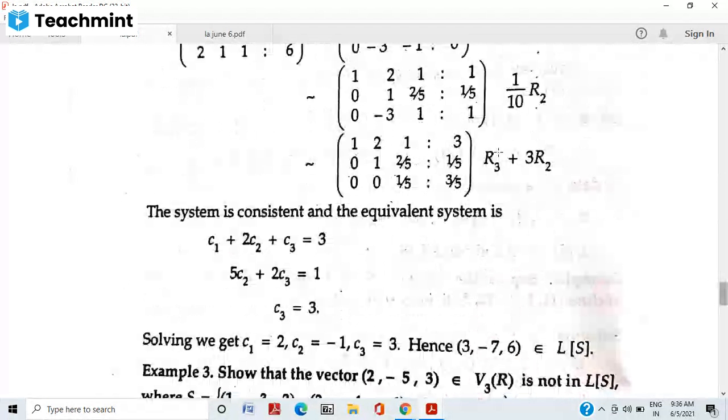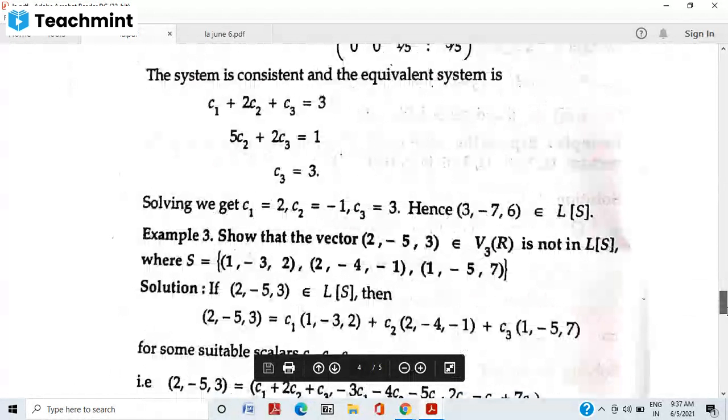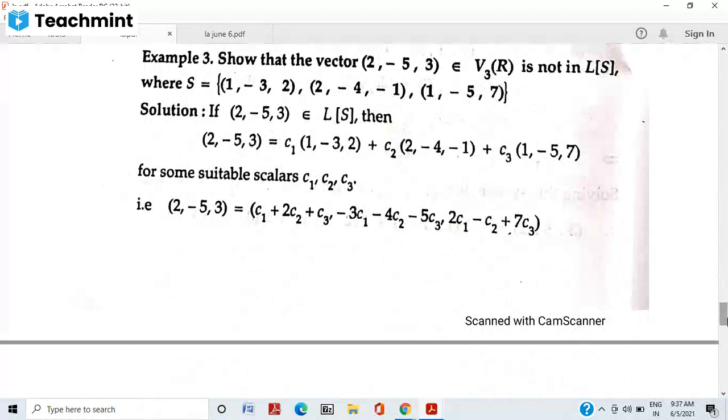Then we get C1 plus 2C2 plus C3. Again, we have multiplied that, we will write C2 plus 2 by 5 C3 is 1 by 5. We can multiply with 5. Then here we get C3 by 5 is 3 by 5, or C3 equal to 3. Then substitute and find out the value for C1 and C2. Similar way, we can do the next problem also. Next problem also yesterday discussed, but if you feel that row reduced echelon form is easy, you can use that one.